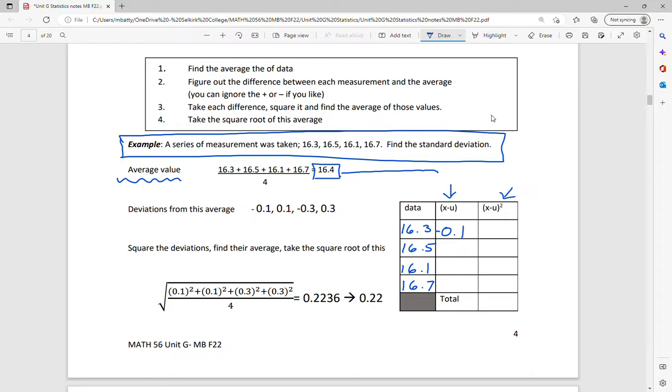So if I go down the list here, 16.5 is a difference of a positive 0.1. Then I've got a negative 0.3 difference, and all I'm doing is taking the data and subtracting the average value. That's what this line is telling me to do, right? That's why I did that in the chart. And the last one is 0.3.